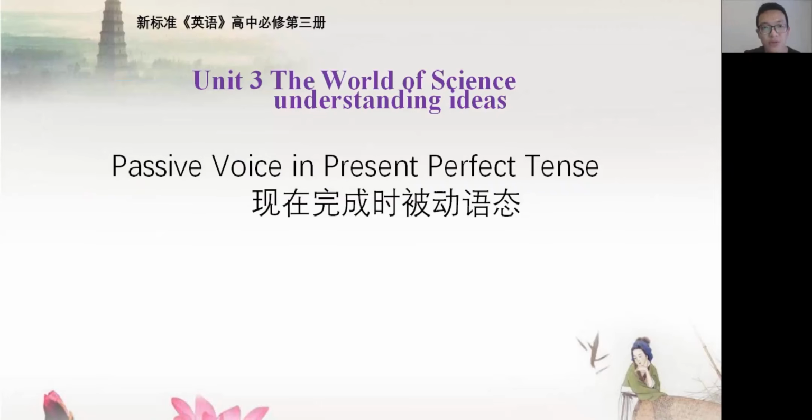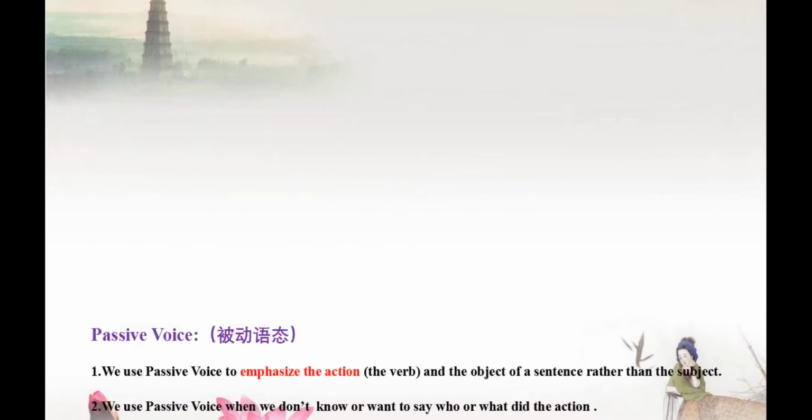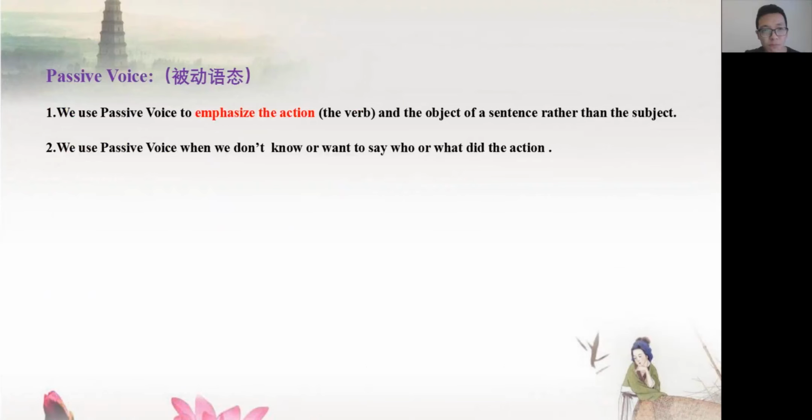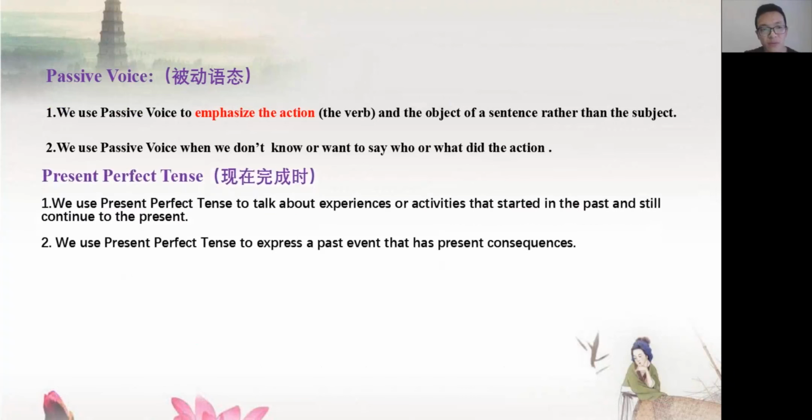Okay, so I'm going to talk about passive voice in present perfect tense from Unit 3, the world of science. We know passive voice is often used to emphasize the action and the object of a sentence rather than the subject. And sometimes we use passive voice when we don't know or we don't want to say who or what did the action, right? So that's passive voice.